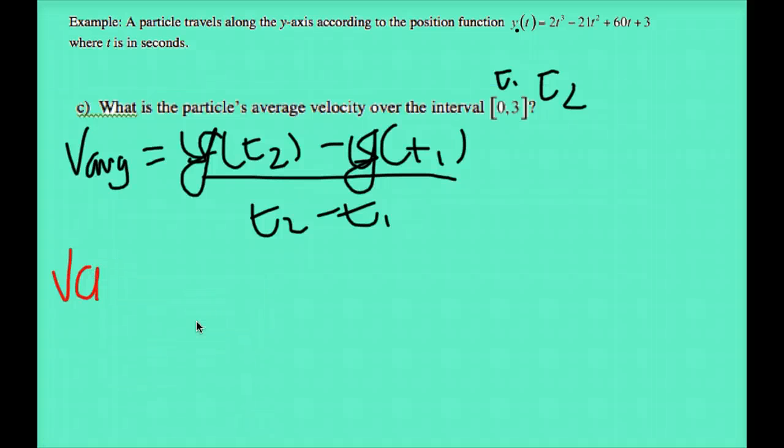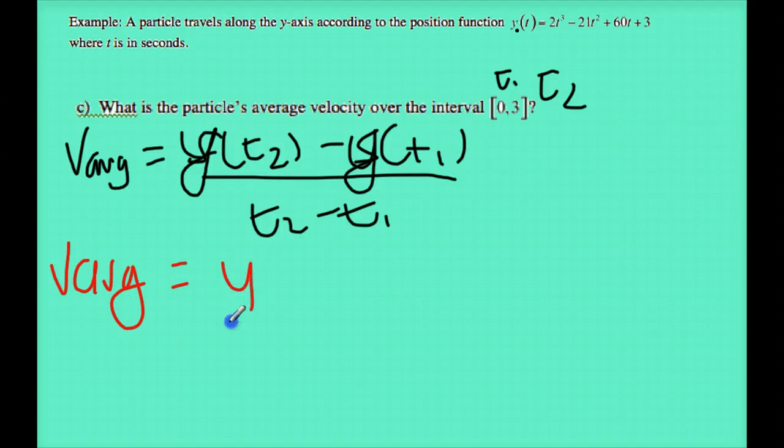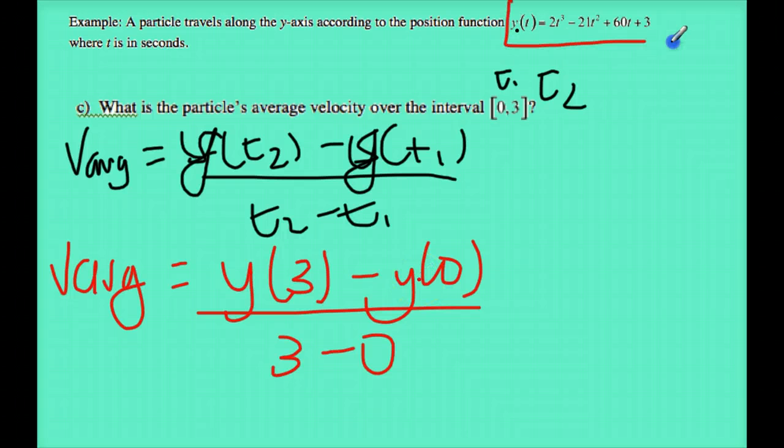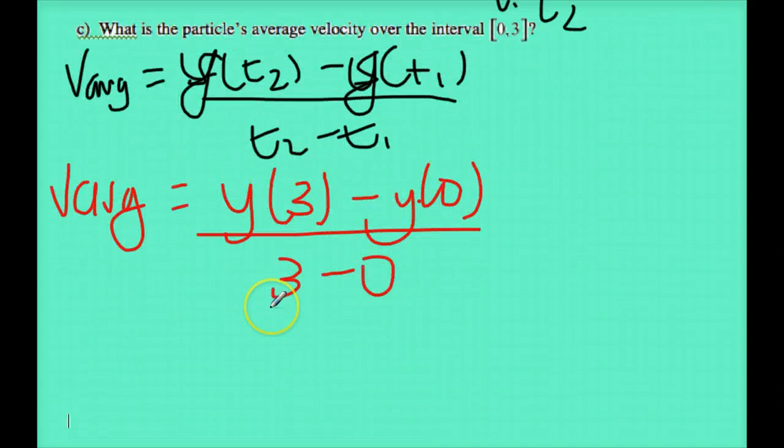Let me continue with my pen. Average velocity is equal to y of 3 minus y of 0, divided by 3 minus 0. Well, since I'm looking at y's, which equation should I plug into? Good, the y equation. So if I do the work, let's do this right here.